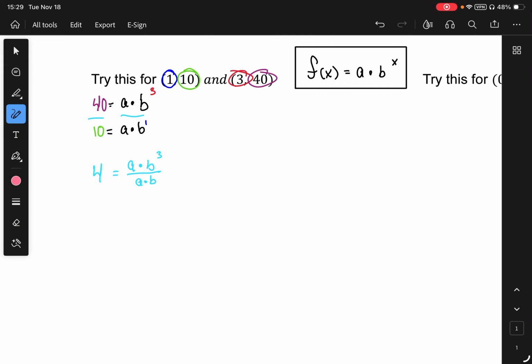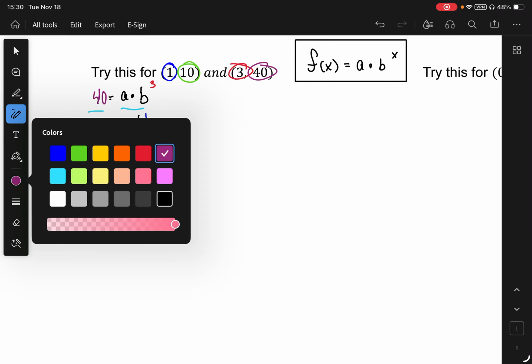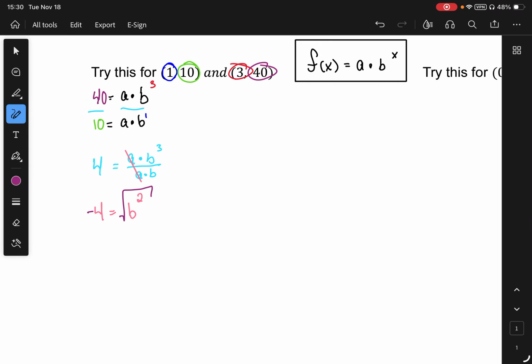When we simplify this equation, we get 4 is equal to, our a's cancel out, and we're left with b cubed over b, which is just b squared. To find the final value, let's take the square root of b. Since we took the square root of b on the right side, we also have to take the square root on the left side, so the square root of 4 is 2. So we found out that our b is 2. So now we need to solve for a.